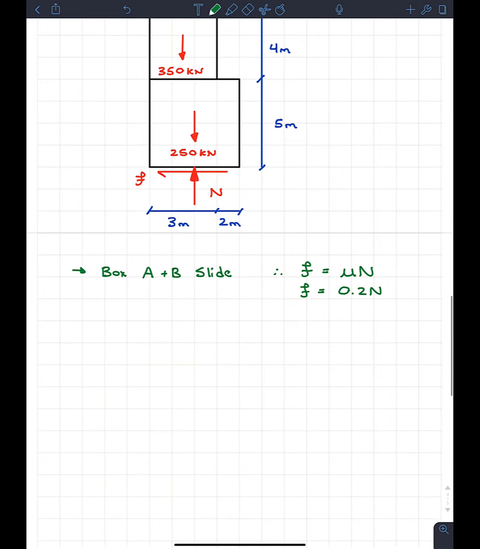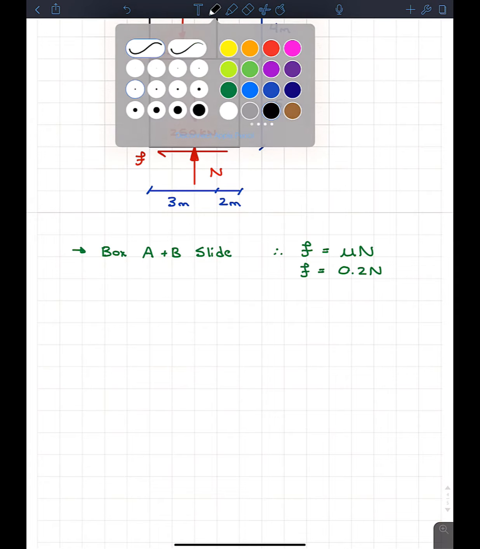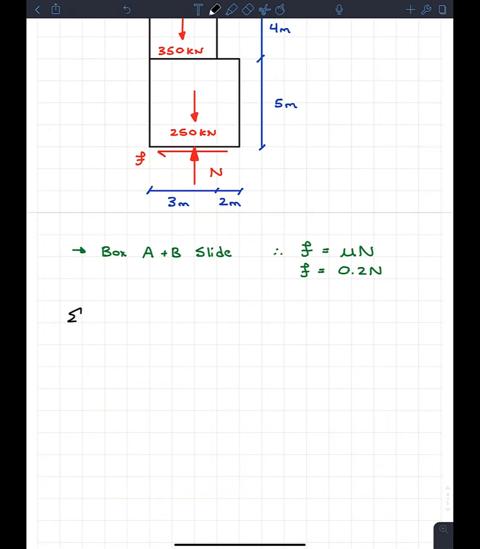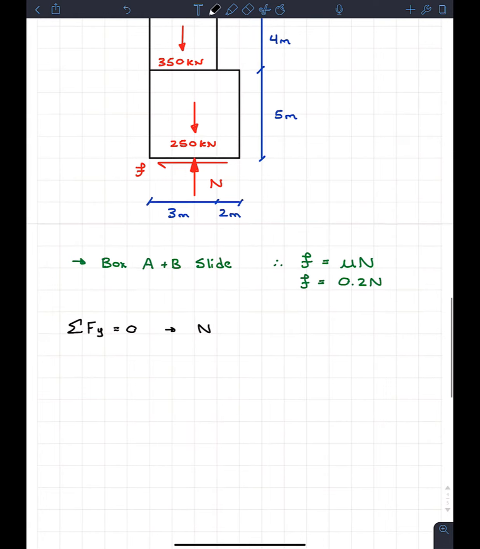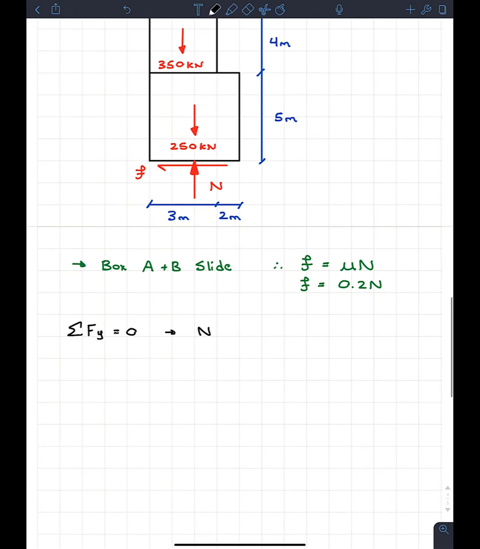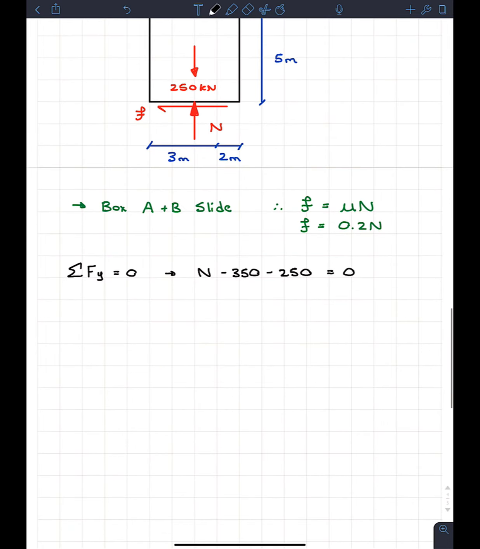So just like before, we're going to start off with the sum of the forces in the y. And if we do that, we got the normal force acting upwards, but then we got the 2 weights of the blocks acting downwards. So it's going to be minus 350, minus 250. And this is it. So everything must equal 0 because it's in equilibrium. So solving, we get the normal force is equal to 600 kilonewtons.